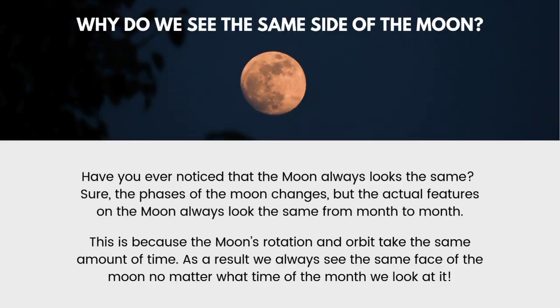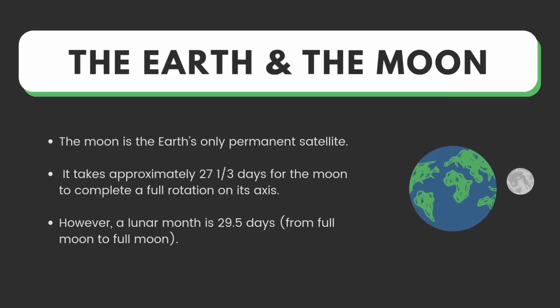Why do we see the same side of the moon? Have you ever noticed that the moon always looks the same? Sure, the phases of the moon change, but the actual features on the moon always look the same from month to month. This is because the moon's rotation and orbit take the same amount of time. As a result, we always see the same side of the moon no matter what time of the month we look at it.